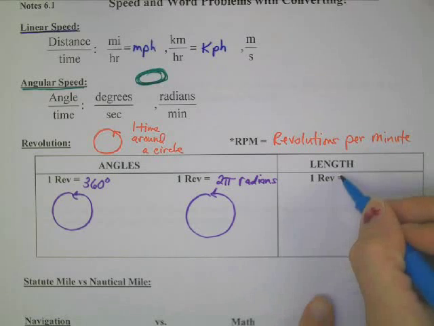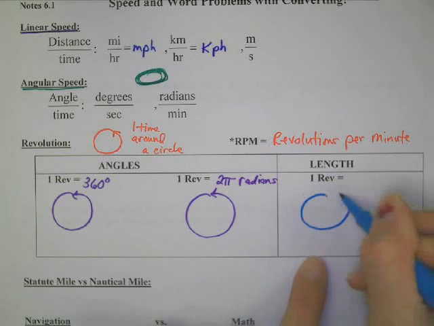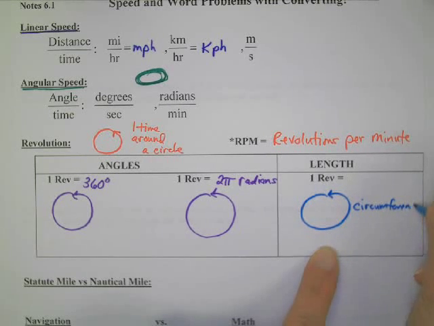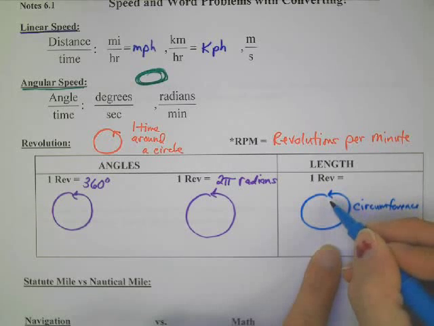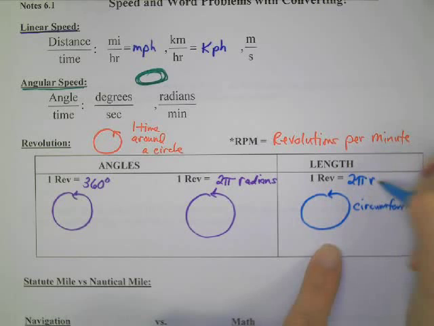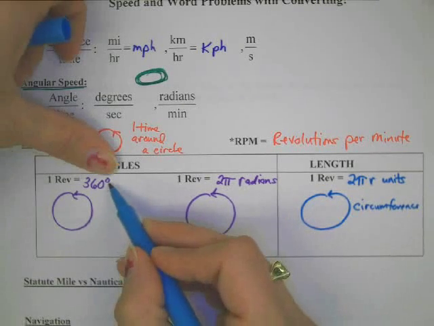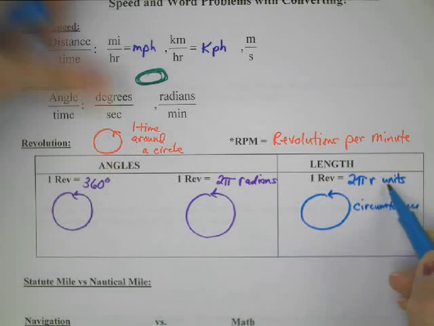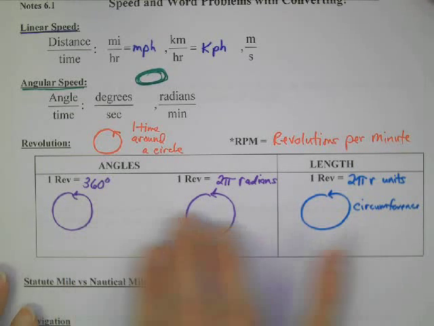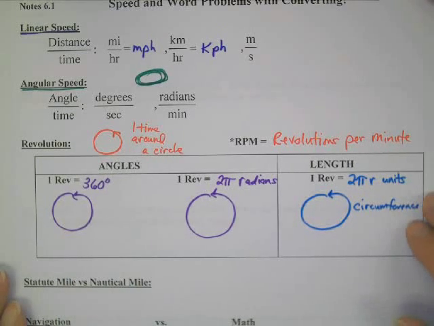What if I talk about length? So if I go once around a circle, that would be like circumference. And so the length around a circle would be 2 pi r units. This would be degrees, this is radians, and then this is units if you want length. So when you're doing word problems, you have to read if they want angles, degrees, radians, or if they want it in terms of length.